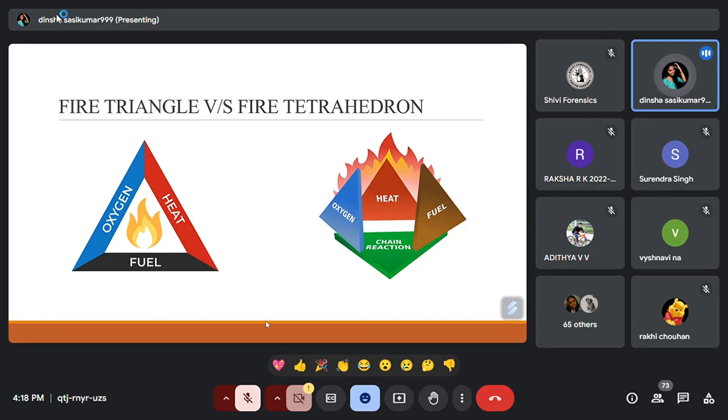In the fire triangle, there are only three elements, that is fuel, oxygen and heat energy or input heat. And the fire tetrahedron has oxygen, heat, fuel and a chain reaction.